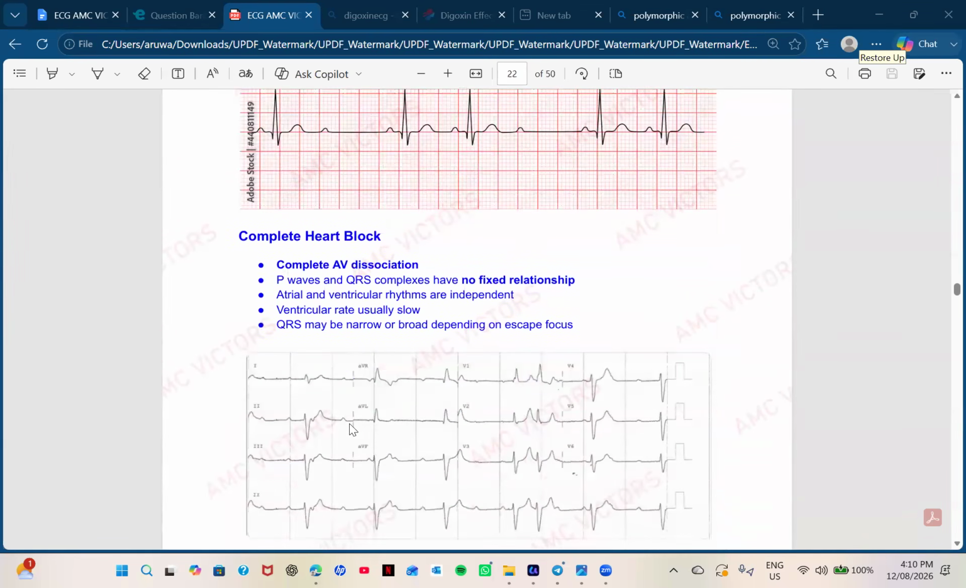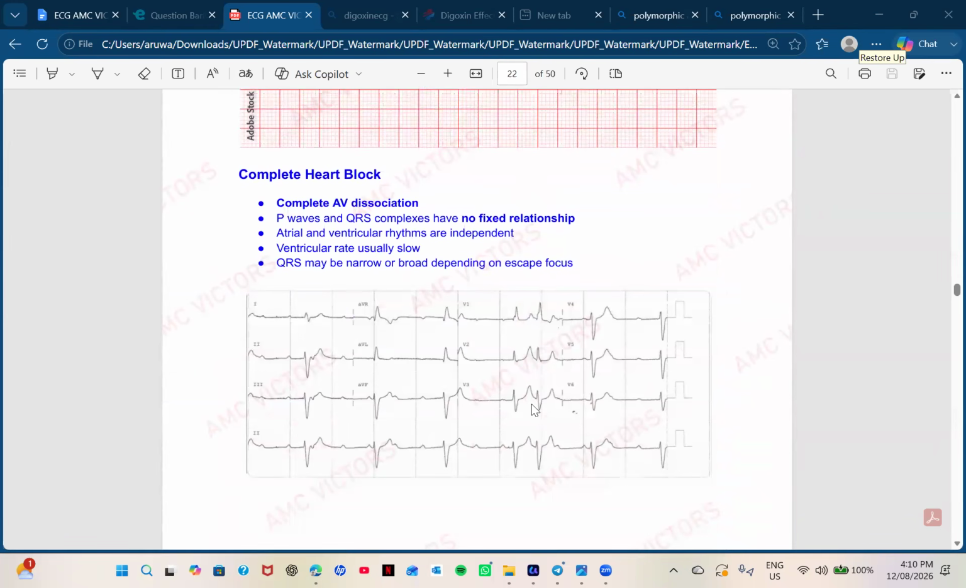Then we have the complete heart block. This is from eMedicine. This is an eMedicine picture. So, complete heart block. What can you see in the complete heart block? It's like they are a divorced couple, okay? So the wife is doing whatever she wants. Think of the P as the wife and the QRS as the husband here. There's no relationship.